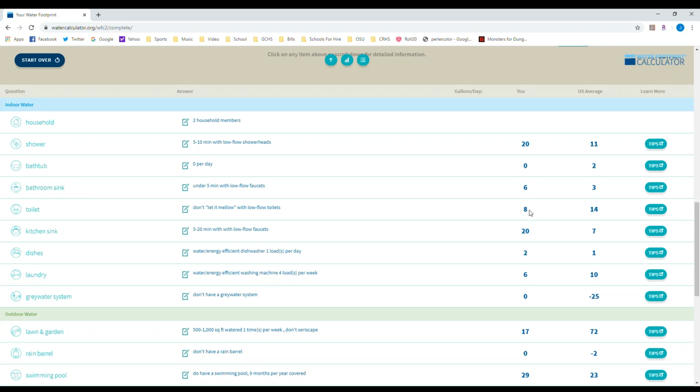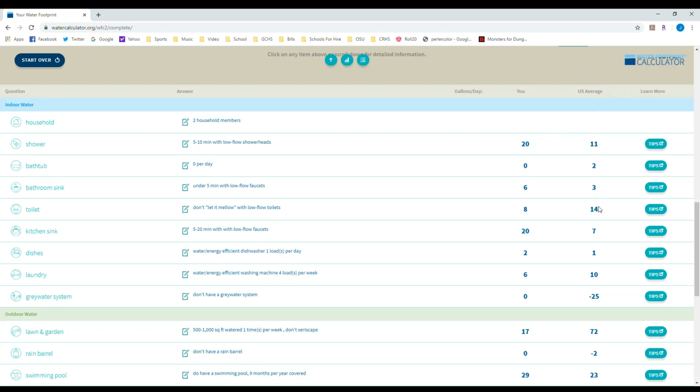I use about 8 gallons of water per day with the toilet. I use about 20 gallons per day of water with the kitchen sink, and so on and so forth. So this first column of numbers represents your daily water use, okay? And these numbers are important because these are the numbers that are going to go in your data chart.